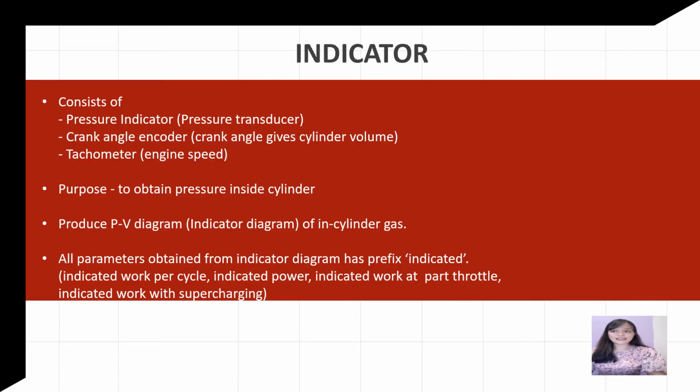What is an indicator? An indicator consists of a pressure indicator, crank angle encoder, and also a tachometer. The purpose of the indicator is to obtain the pressure inside the cylinder. From there, we can produce the PV diagram, which is also known as the indicator diagram of in-cylinder gas. All parameters from the indicator diagram have the prefix "indicated", where in this part we're going to explain indicated work per cycle, indicated power, indicated work at part throttle, and also indicated work with supercharging.